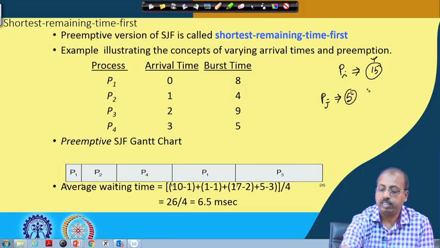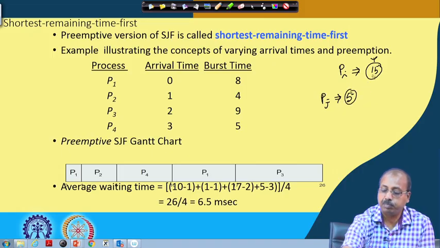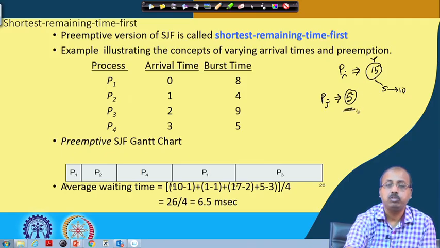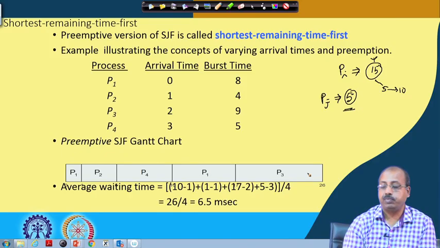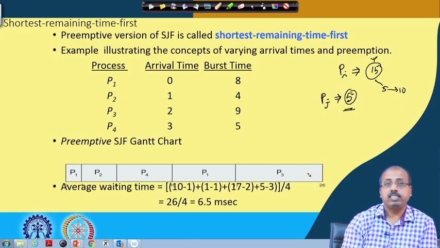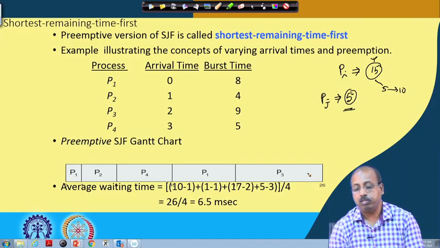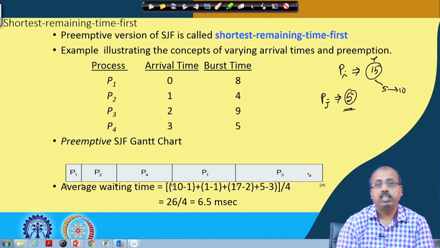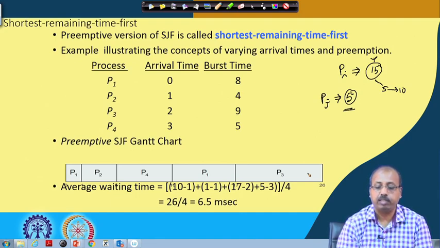Now, a new job PJ comes whose predicted CPU burst is less, suppose this is equal to 5. PI is executing, and out of this 15, maybe it has run for say 5 time units. So, it needs to run for another 10 time units to finish this 15, but this job PJ has come, which is definitely shorter than this value 10. So, it is advisable that we take out PI and give PJ the CPU. That is exactly the concept that we have.